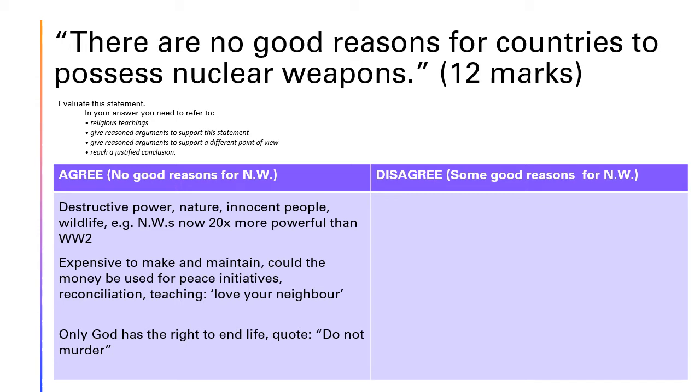And the third point we're going to make is an explicitly religious point. Remember, this is from paper 2, so the points we make don't have to be explicitly religious, but we do need to include religious teachings in there. We're going to say that only God has the right to end life. We're going to expand on that point, the sanctity of life idea, and we're going to use the simple quote, "Do not murder," to expand on that, and we're going to link that into nuclear weapons.